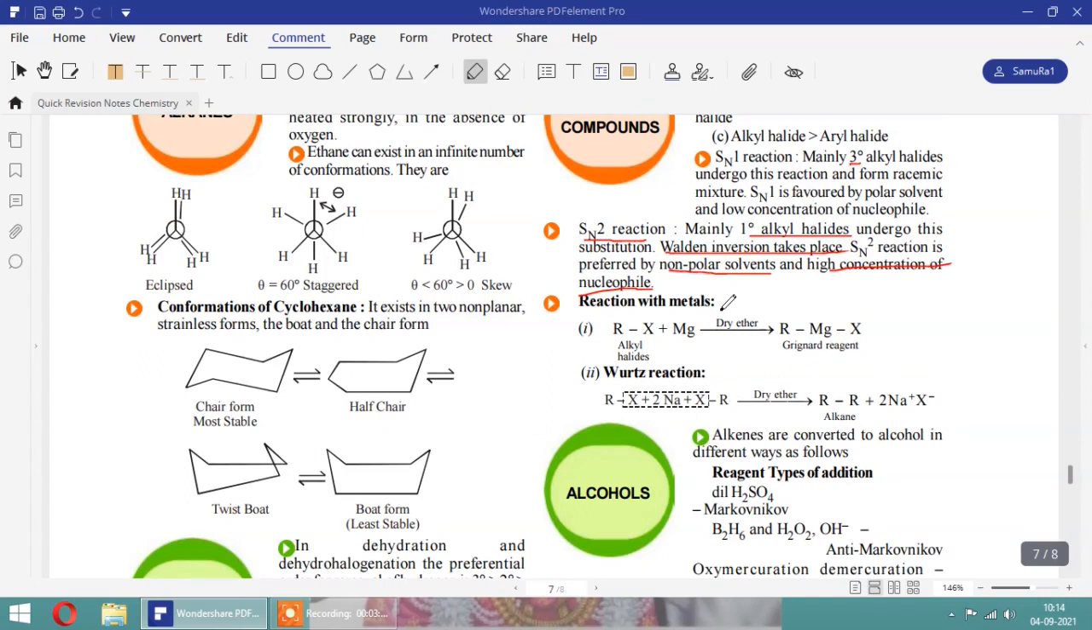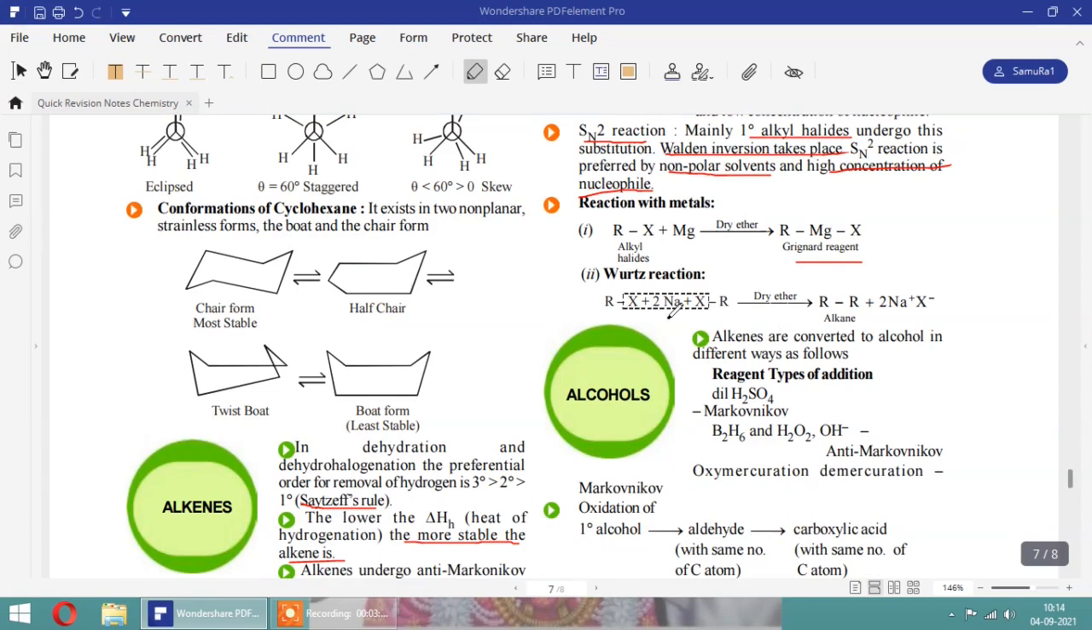Reaction with metals. Alkyl halides plus magnesium in dry ether give Grignard reagent, RMgX. Wurtz reaction: RX plus 2Na plus RX gives alkane, R-R, plus NaX.